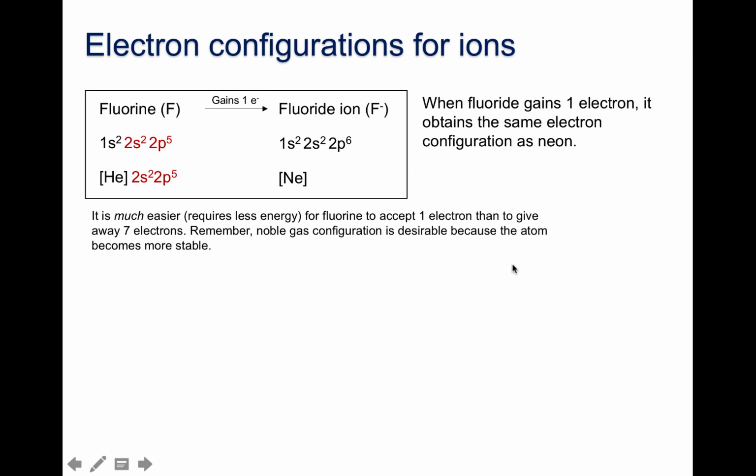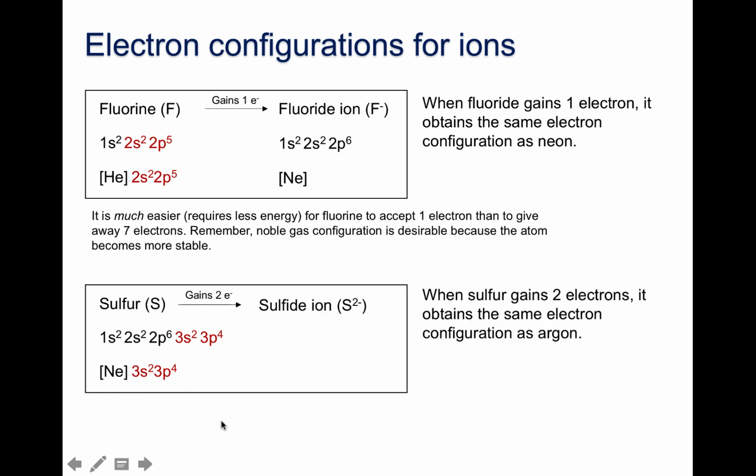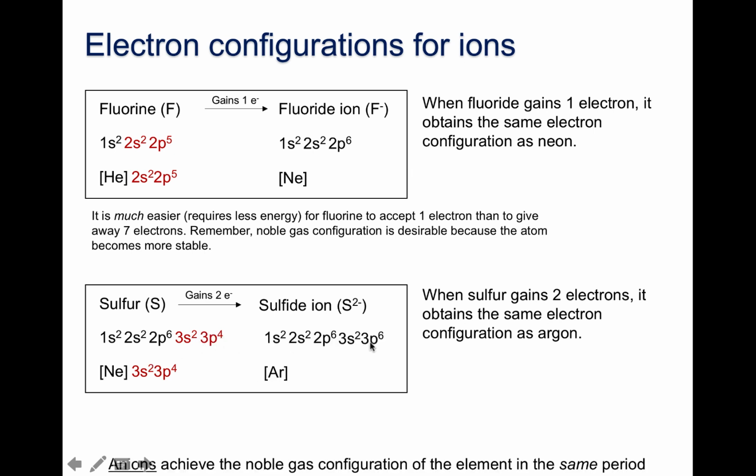And so it's much easier for nonmetals to accept electrons, specifically for fluorine to accept one electron, than to give away 7 electrons. What about an element like sulfur, another nonmetal? Sulfur is in group 6A. It has 6 valence electrons. If sulfur wants to obtain a noble gas configuration, it's got 2 options. It can give away 6 electrons, or it can gain 2. When sulfur participates in chemical reactions, it will often gain 2 electrons to form the sulfide ion. It'll put those 2 electrons in that 3p sublevel to fill it up, to make it 3p6. And when it does that, it has the same noble gas configuration as argon.